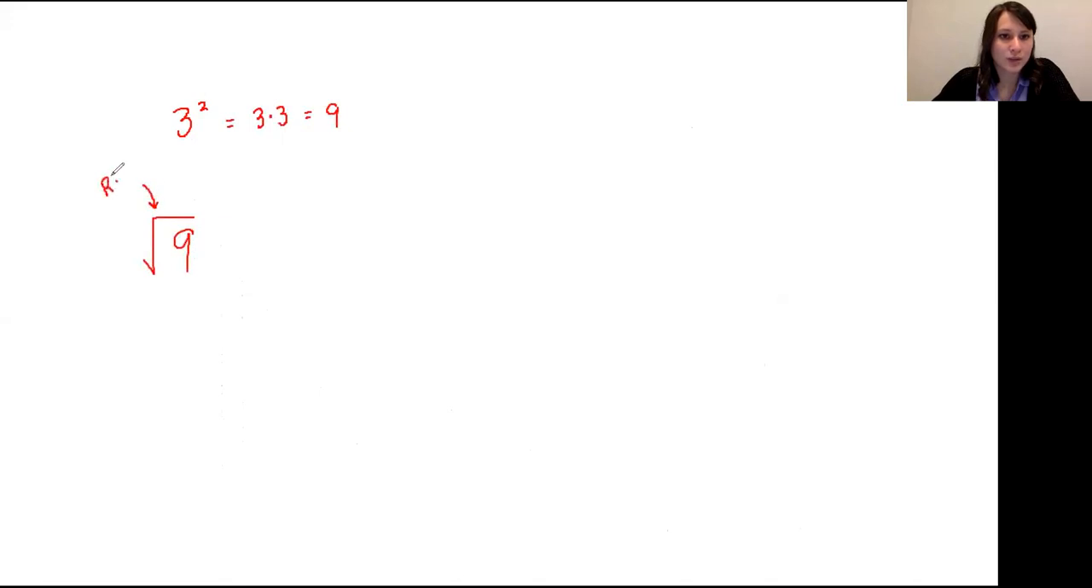So if I say, what's the radical of 9? That's the same thing as saying, what is the square root of 9? And so really when we put this, we're saying, well, what two numbers, when you multiply them, equal 9? And you can think through, well, two numbers that are the same would be 3 and 3. So the square root of 9 is 3.